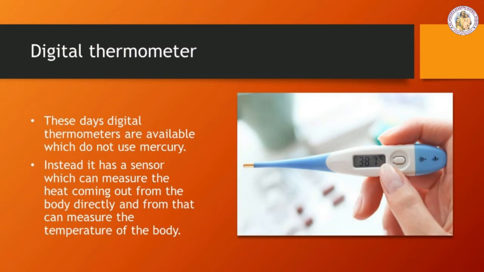Digital thermometer. There is a lot of concern over the use of mercury in thermometers. Mercury is a toxic substance and it is very difficult to dispose of if a thermometer breaks. These days, digital thermometers are available which do not use mercury. Instead, it has a sensor which can measure the heat coming out from the body directly and from that can measure the temperature of the body. Digital thermometers are mainly used to take the body temperature.